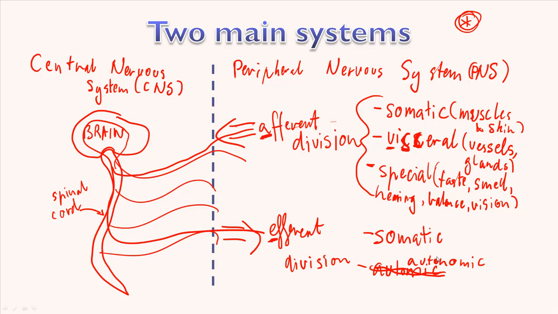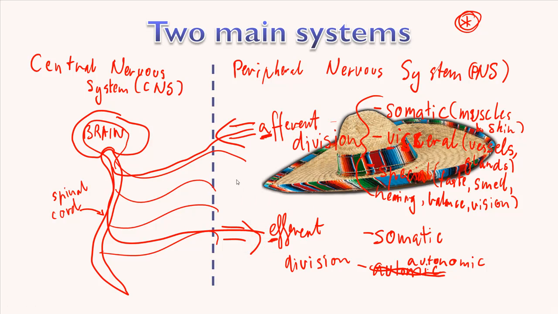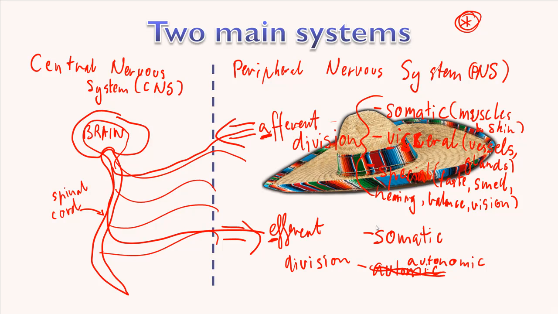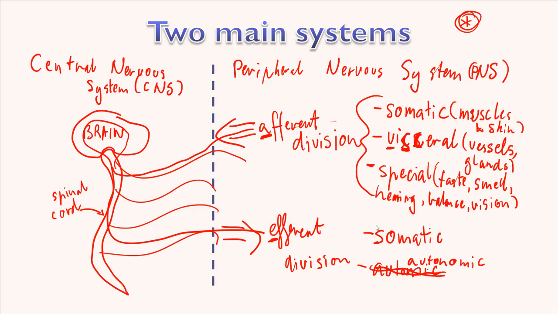So you have the somatics, which are sort of what you consciously think of, and to help you remember, I've got a picture here. Ah, there it is. So when you put on a sombrero, you have to think about it, don't you? So you have to use your somatic system. Somatic, sombrero, somatic, sombrero. Okay. And then in the autonomic system, you don't think about it. It's automatic. Okay. I know it's a bit of a clumsy way of remembering it, but if it helps you, the sombrero is somatic, and then autonomic is automatic.